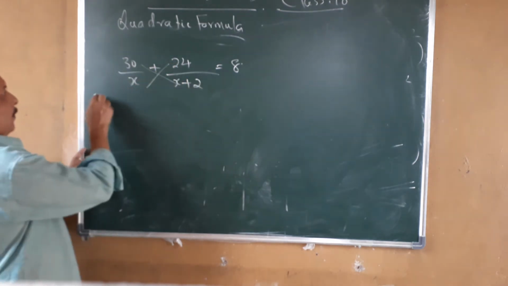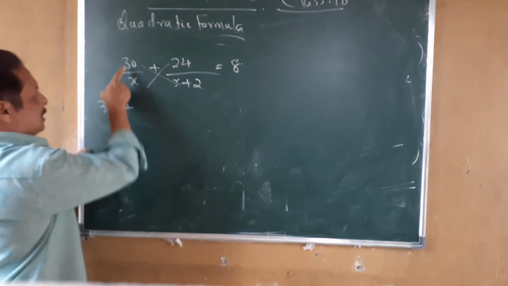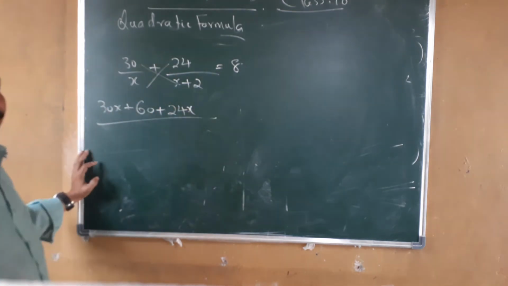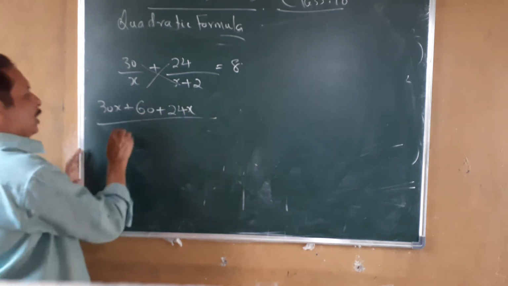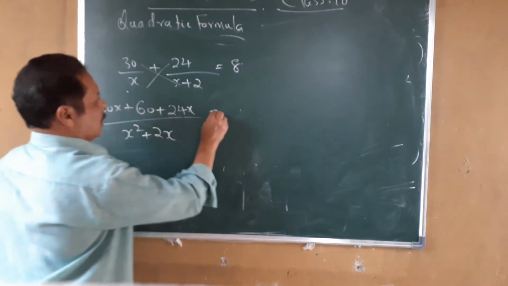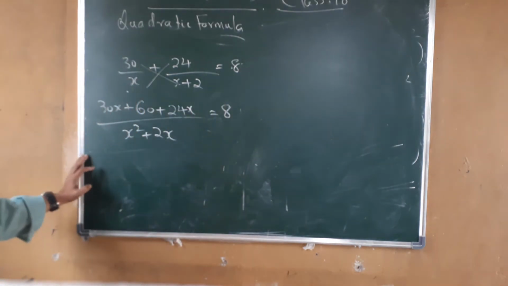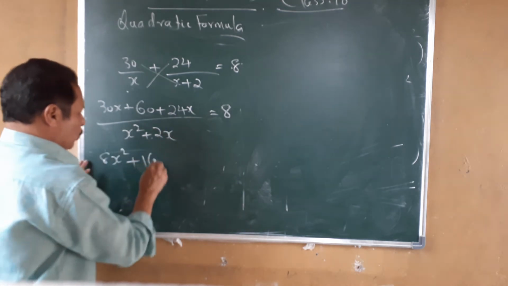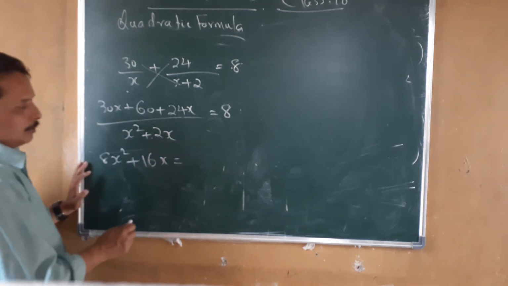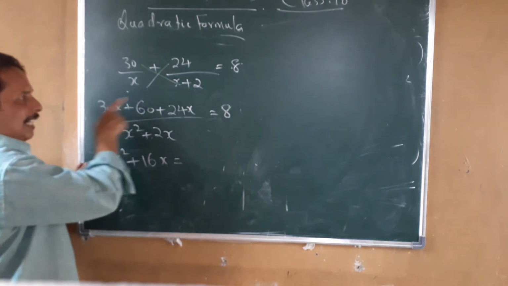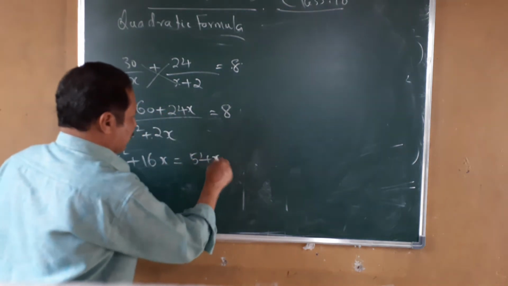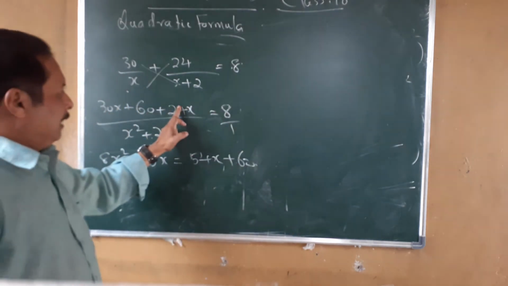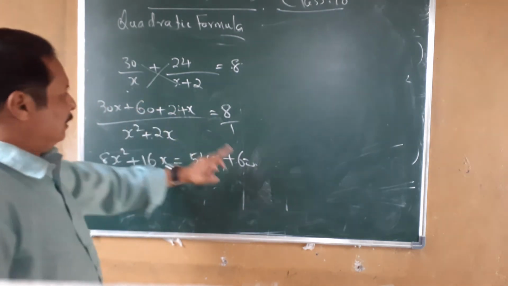Then cross multiply: 30 into x, 30x, plus 30 into 2, 60. 24 into x, 24x, divided by x into x plus 2: x into x, x square, x into 2, 2x. That's equal to 8. It's clear. Cross multiply: 8 into x square, 8x square, 8 into 2x, 16x, equal to 0. Here 30x plus 24x is 54x plus 60. If you cross multiply, it is 8 by 1. You get the idea? 30x plus 24x, 54x and 60.